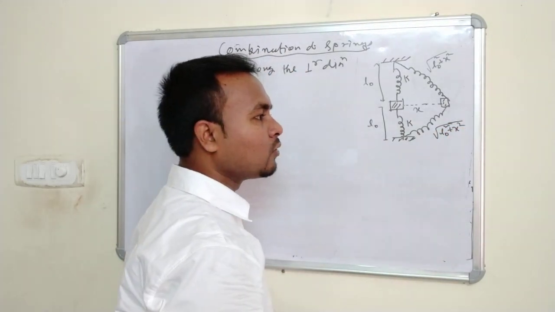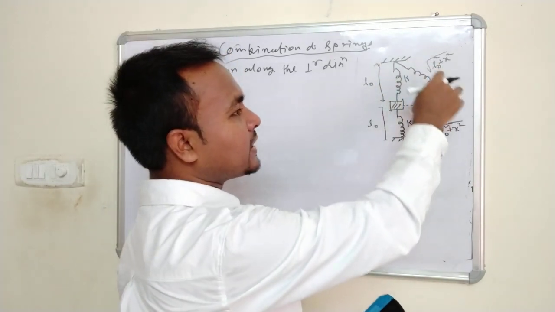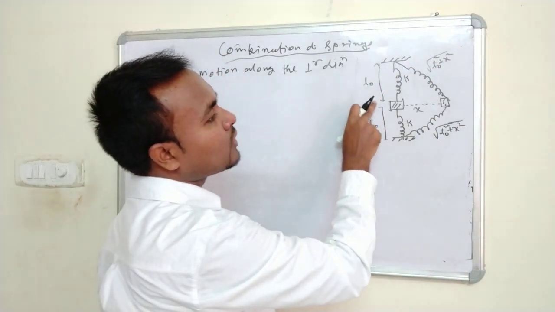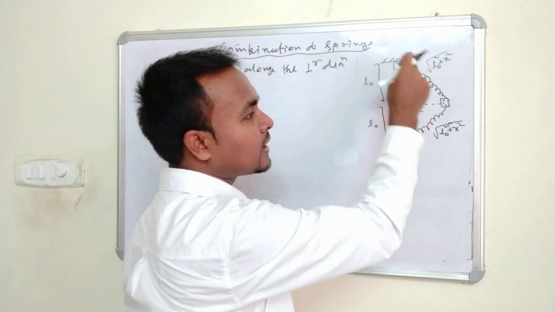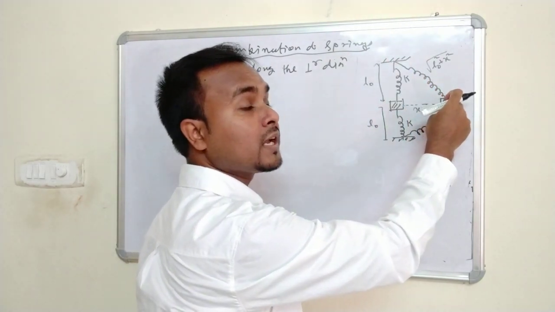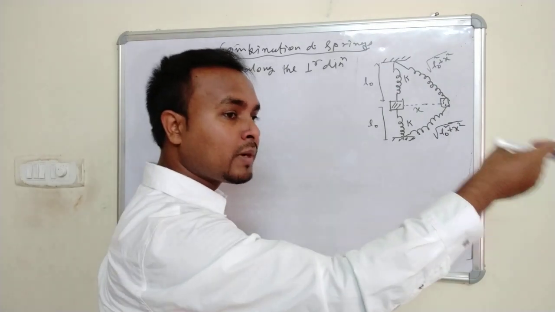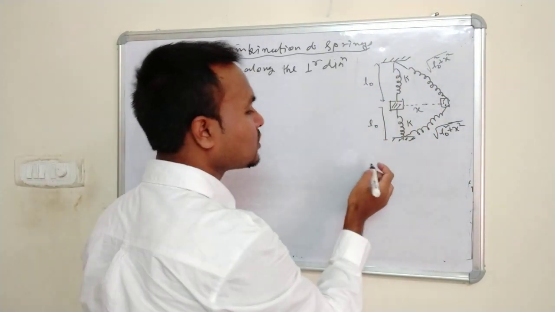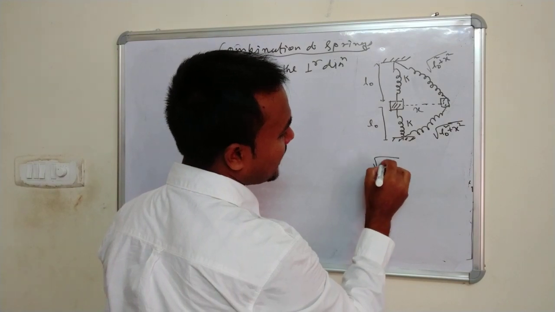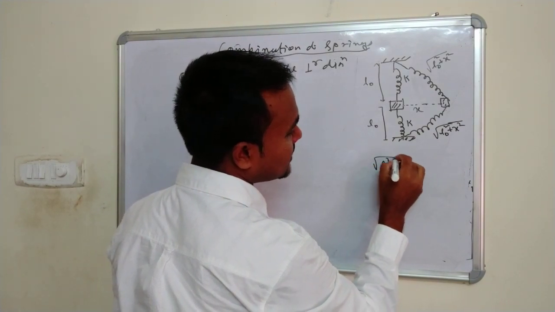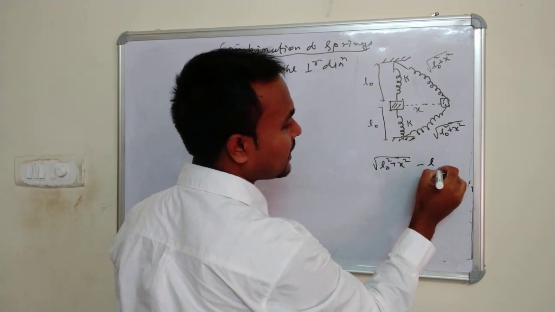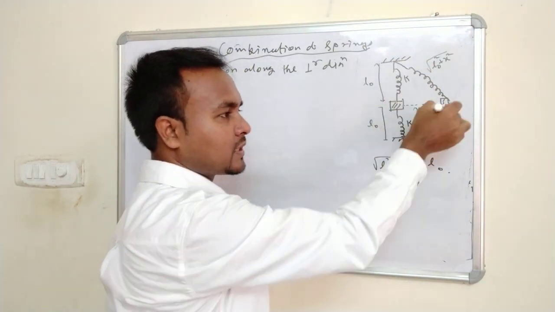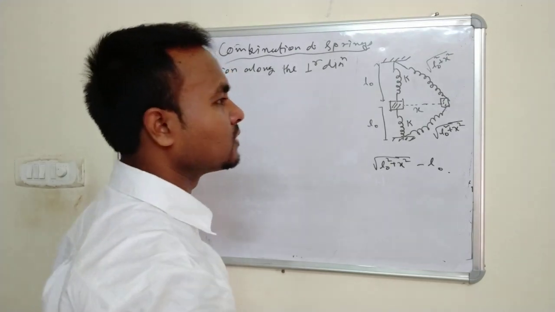Clear? Now what will be the elongation of the spring? What will be the displacement of the spring? Initially it was L0, and finally the length of the spring is this. So final minus initial will be the elongation of the spring. So your elongation will be the square root of L0 squared plus x squared, minus L0. So this will be the displacement of the spring, okay.